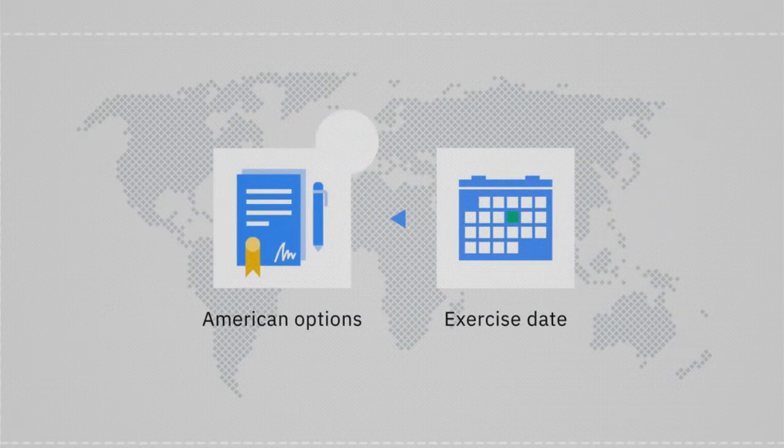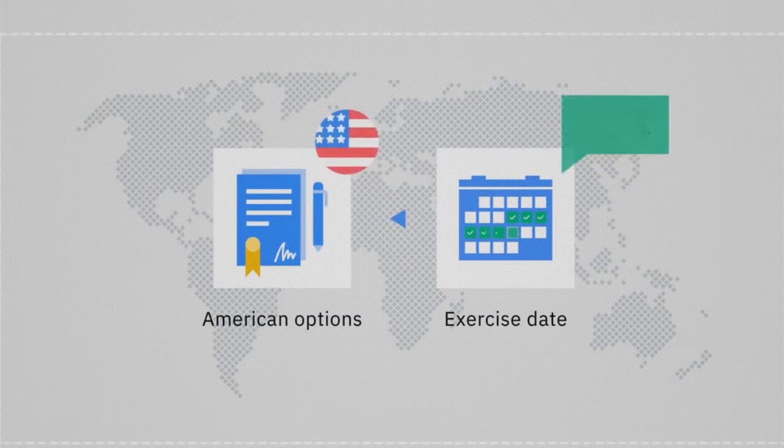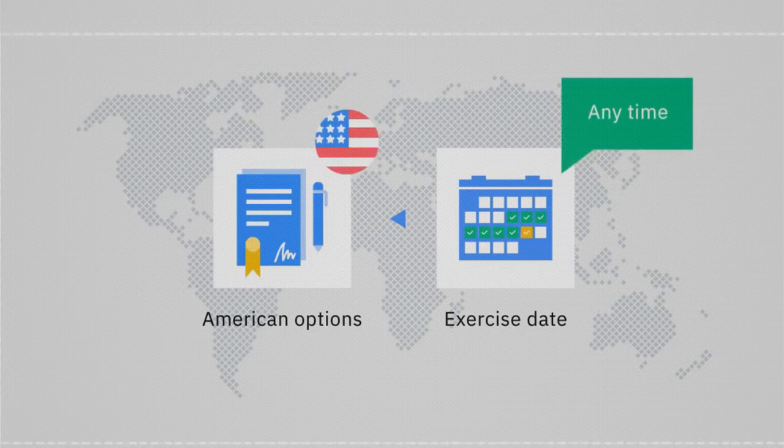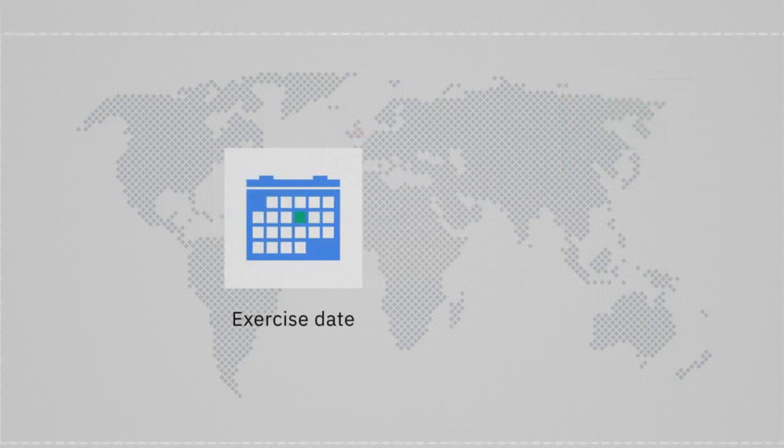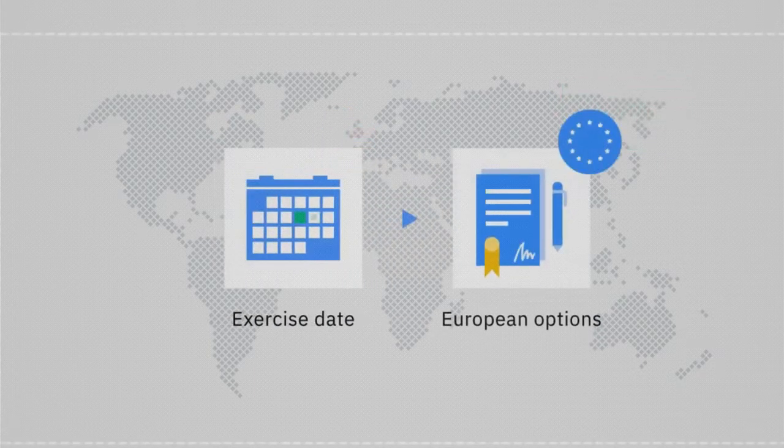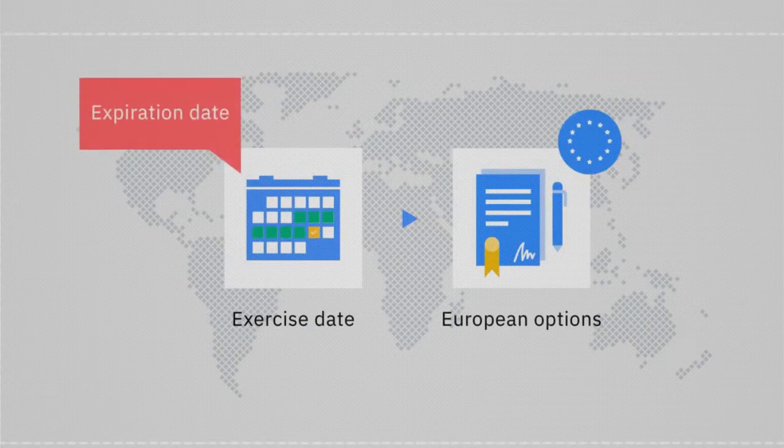An American-style options contract allows you to exercise the rights at any time before and including the date of expiration. On the other hand, European-style options can only be exercised on the expiration date.